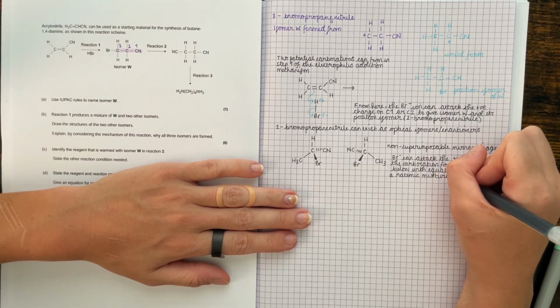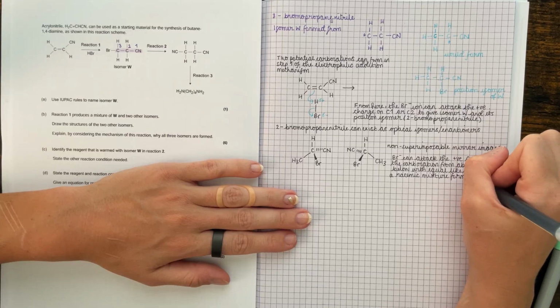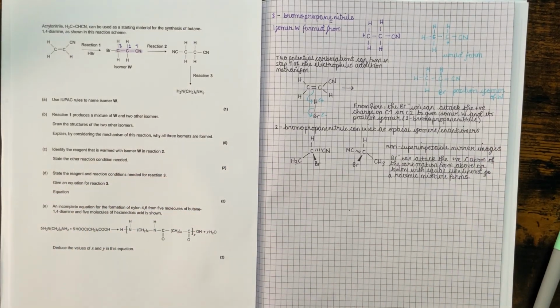And I don't think many students will have thought of optical isomerism here. So if it says isomers, generally try and remember all the different types and just work through and see which ones are possible and which ones are not. So we made a position isomer, and then that position isomer existed as optical isomers. Hopefully that makes sense.